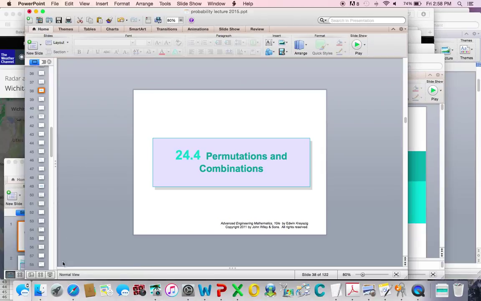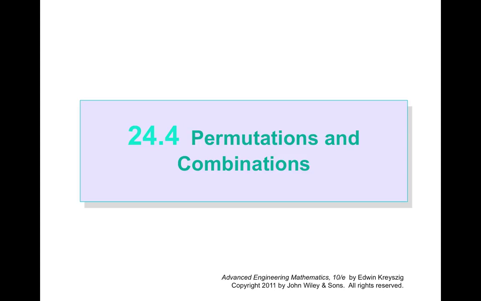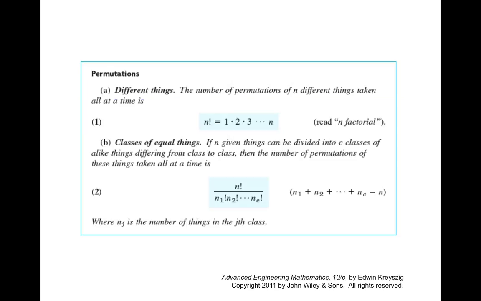Okay, in this section we want to discuss permutations and combinations. This is a little bit more classical probability. Some of you have probably heard a lot of these terms as well. So what is a permutation? Basically, the number of permutations of n different things taken all at a time is n factorial. So that would be 1 times 2 times 3, etc., times all the way up to n.